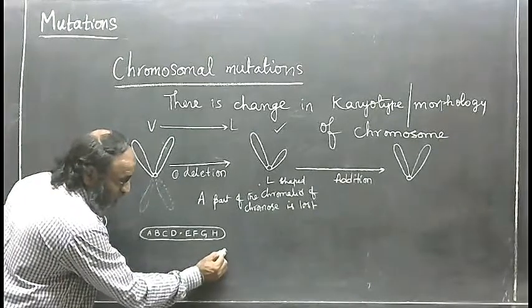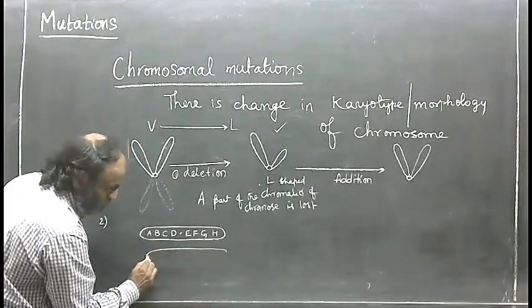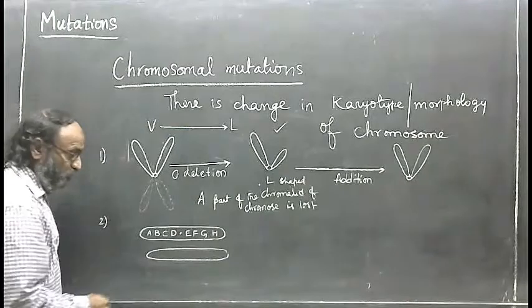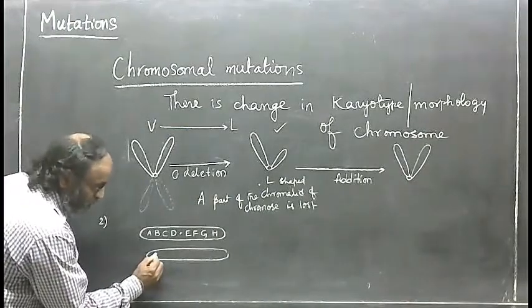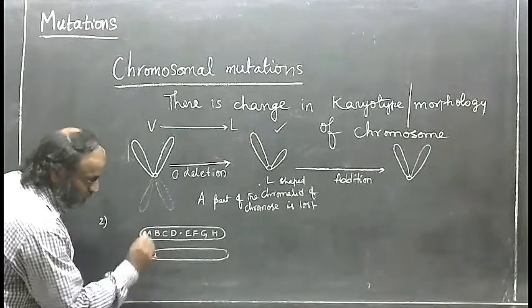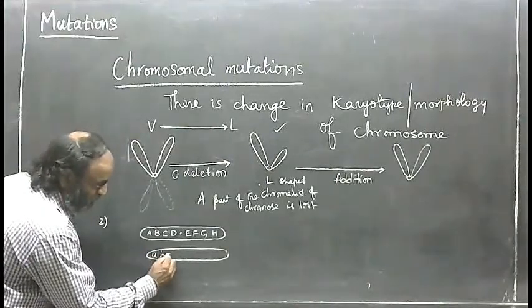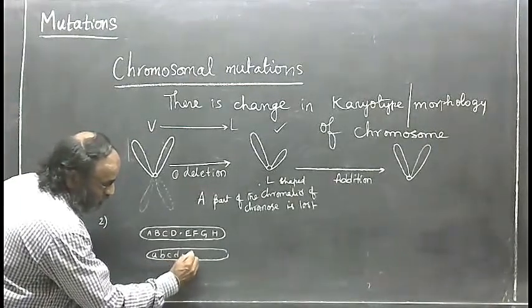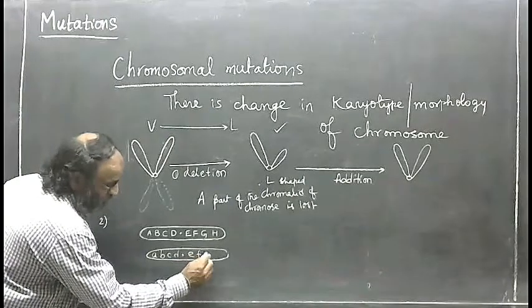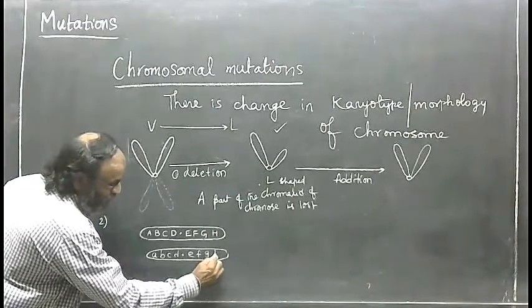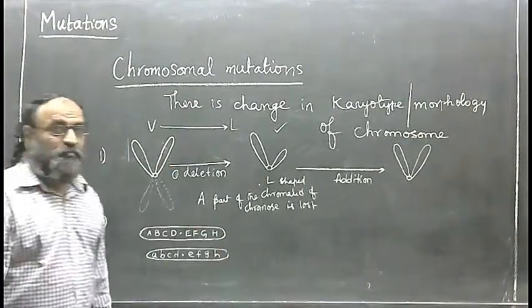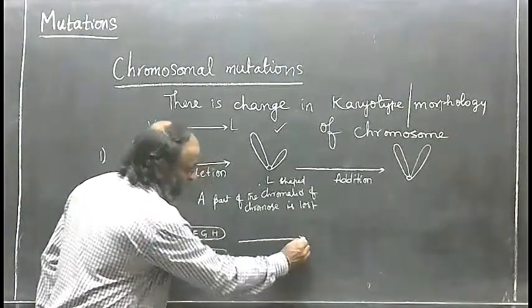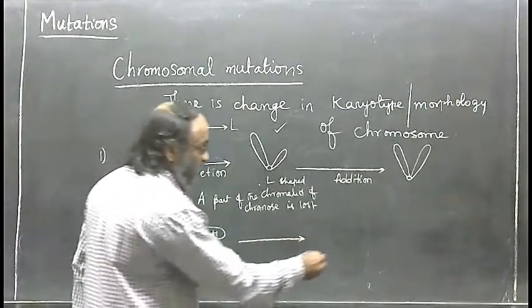Now this is another chromosome with the segments A, B, C, D, centromere, E, F, G, H. This is before mutation. Now mutation has taken place.